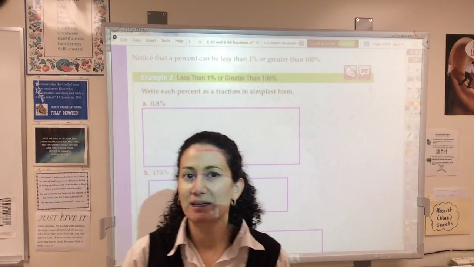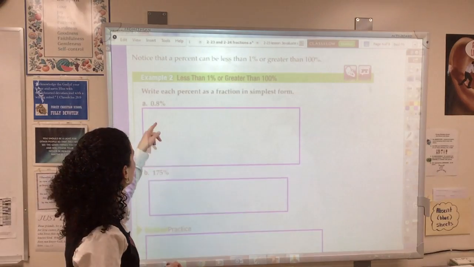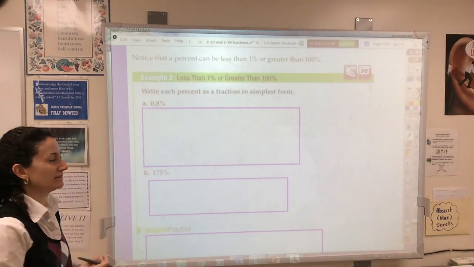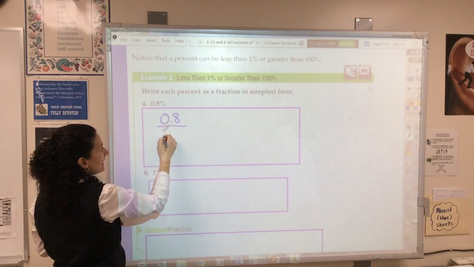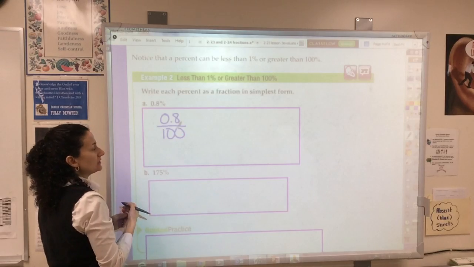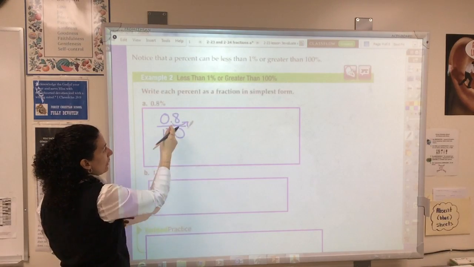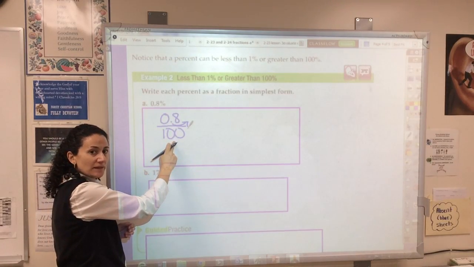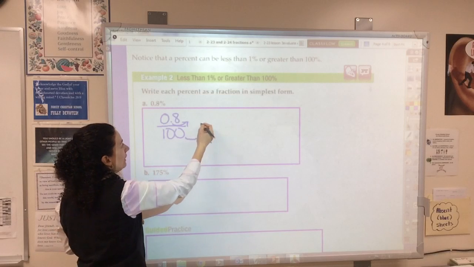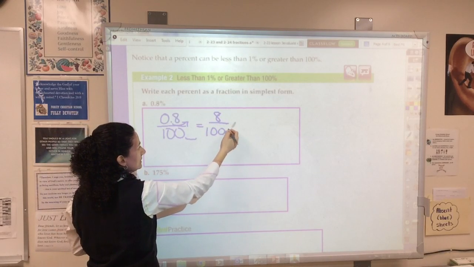Sometimes your percents can be less than 1 or greater than 100%. Take a look at these two. 0.8%. Same process. If you have a decimal over 100, just move it to make it a whole number. And however many times you move this decimal, you're going to move the decimal in the denominator as well. So I now have 8 over 1,000.